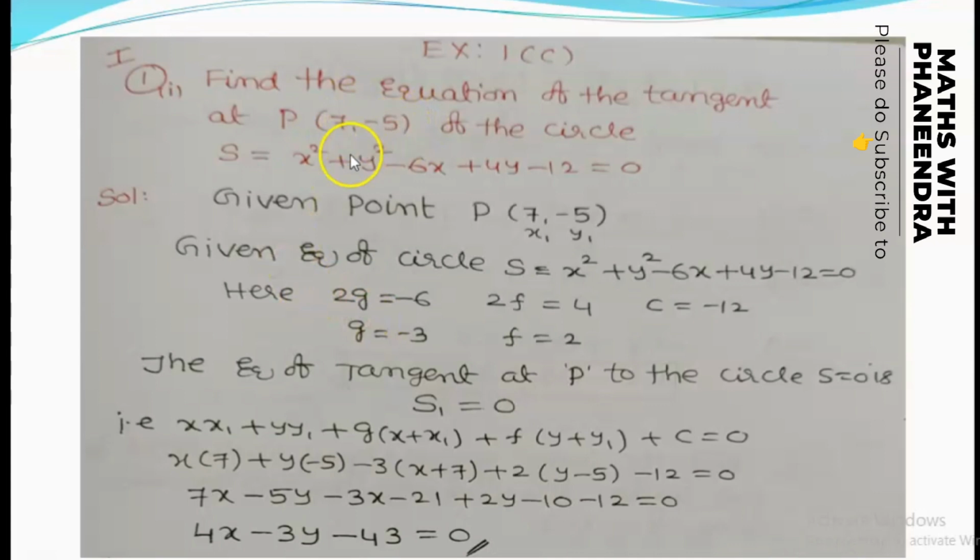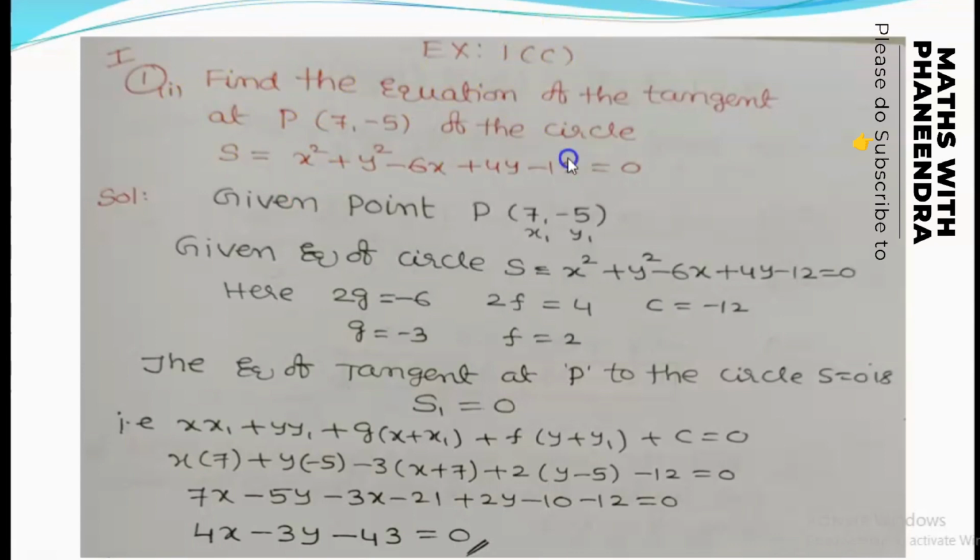Like this, you can calculate the equation of tangent at P of (7, -5) to the circle S equal to 0. One point and one circle. Next, in this exercise 1C, the first question I said no. So the remaining 2 to 3 problems are there. Try to solve those as homework. We'll move to the next question.